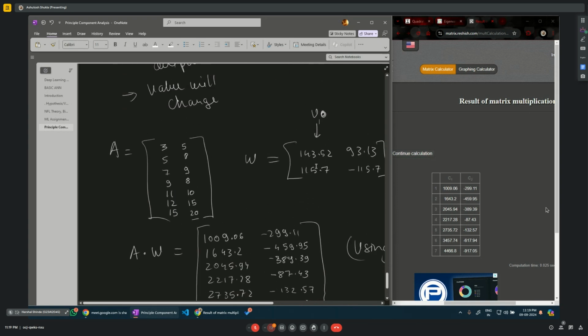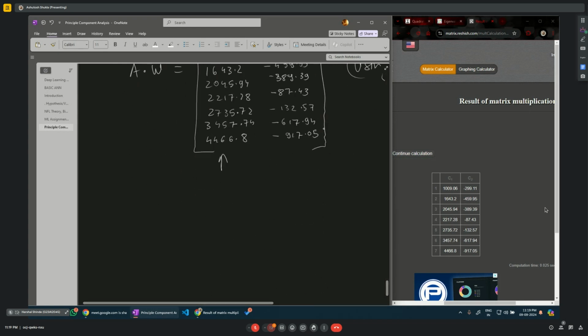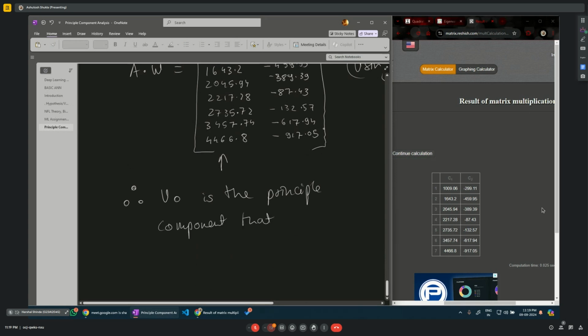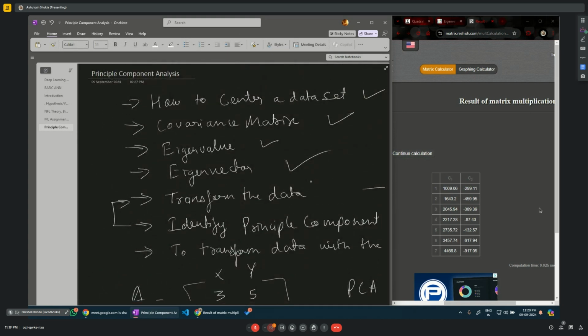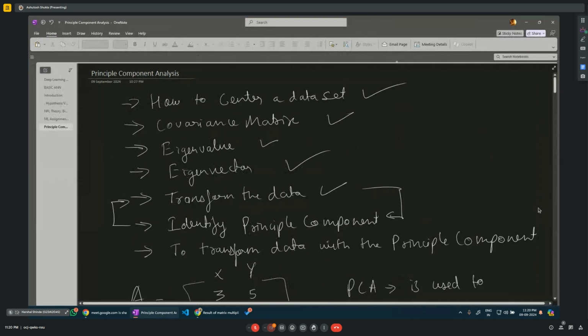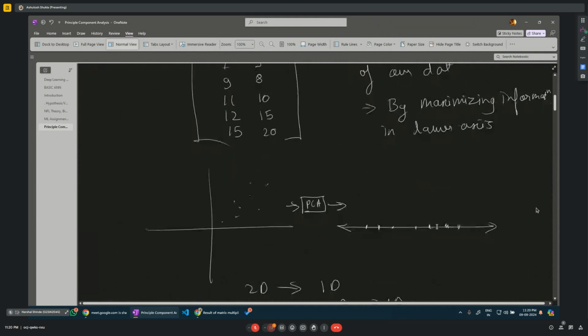Now we have vector 0 as our choice, therefore we'll just write it. Therefore vector 0 is the principal component that we require. All right. So with this, what we have done is two parts. We have transformed the data, and we have also identified the principal component. So now all you have to do is transform the data with the principal component.